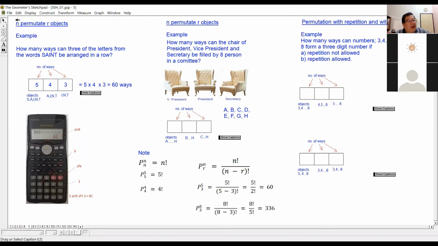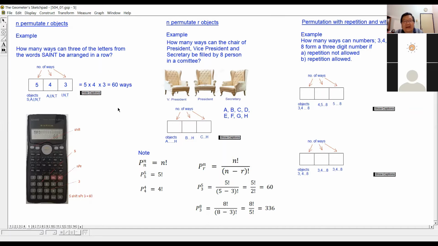So again, we have a certain number of objects, but we are not going to permutate all of them. We only want to arrange a certain number which is less than the total. So in this case, they are altogether 5, but we want to arrange 3. So the n is 5, the r is 3. You can use the calculator or you can draw the boxes like this and fill up with numbers.